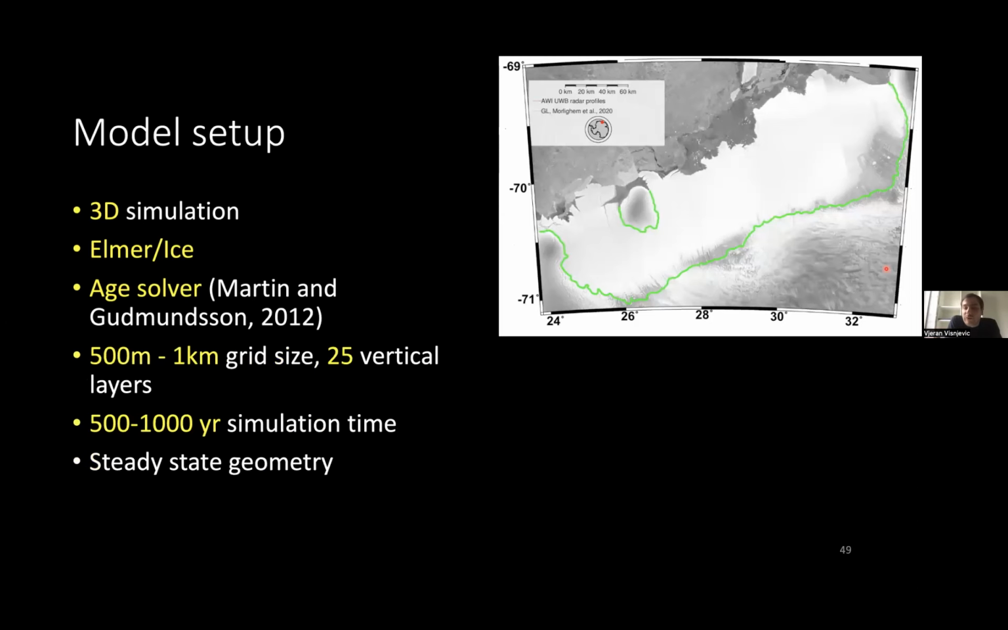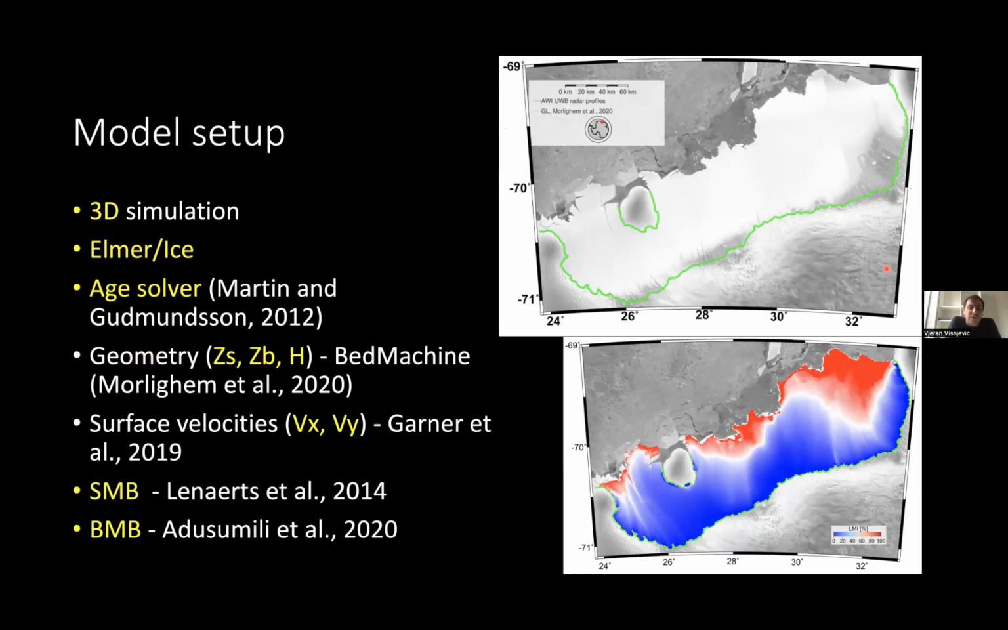Here in the upper right corner, I show you again the Roi Baudouin Ice Shelf and its grounding line. We use geometry, so surface, thickness and bottom, from BedMachine. From published observations, we take surface velocities as well, SMB from Lennart's and from ACMO, and BMB over all of Antarctica from Adusumilli. So we use all the observations that we can, and the surface velocities to calculate the vertical one, and then create a full 3D age field, and then we continue with its analysis.